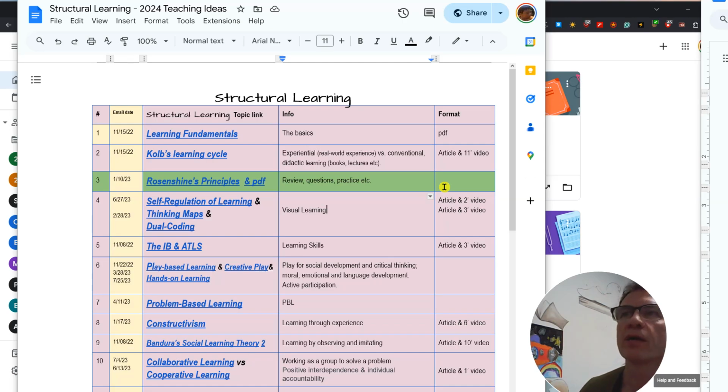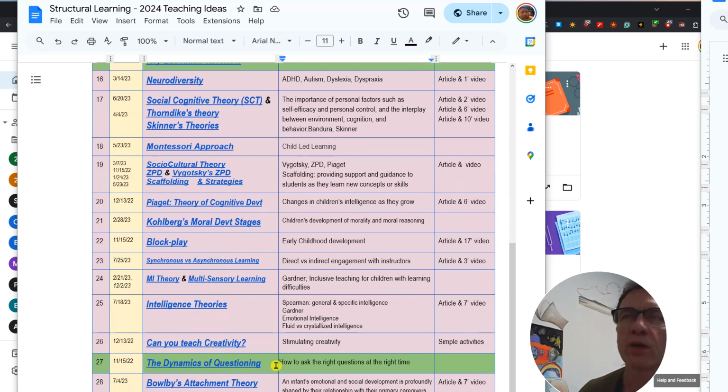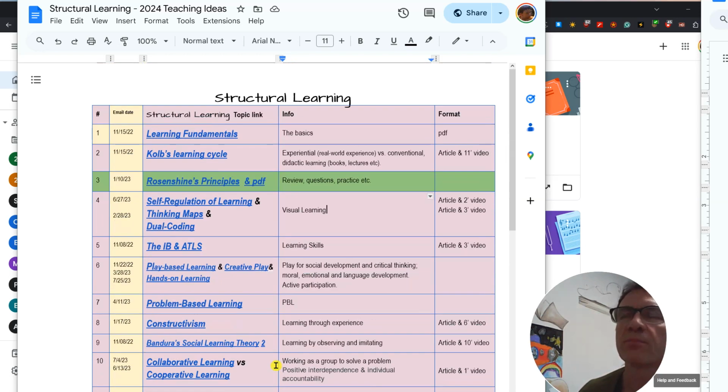So for our first structural learning lesson, there's 3 that I've chosen, highlighted in green here. Basic teaching principles, the key education theorists, and questioning. Now I've chosen them because they should help you build your projects, build better lesson structure and knowing what to do in your projects. So the first one, Rosenshine's Principles, I'm going to open up here.